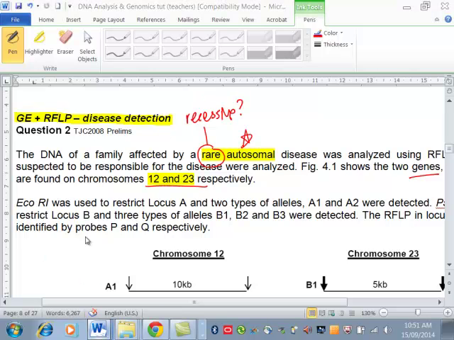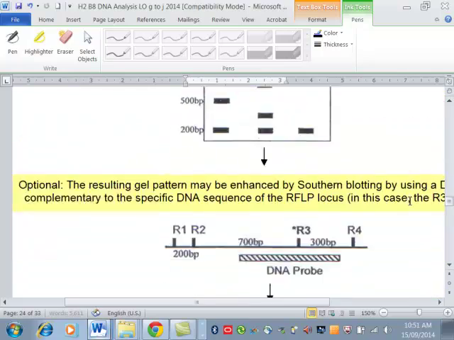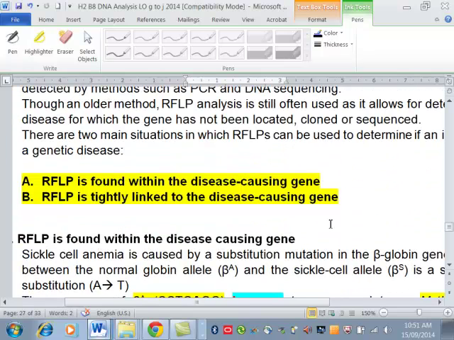Okay, if I may go back to your lecture notes, under disease detection application of RFLP, remember I ended the last lecture by explaining to you that to detect a disease causing allele, there are two instances where the RFLP can be used. Number one is RFLP is found within the disease causing allele. Number two is if the RFLP is very tightly linked to the disease causing allele.